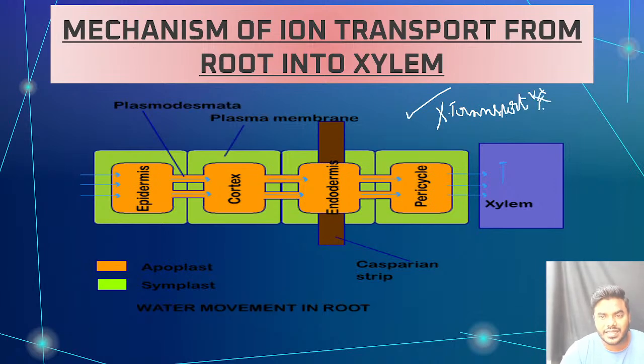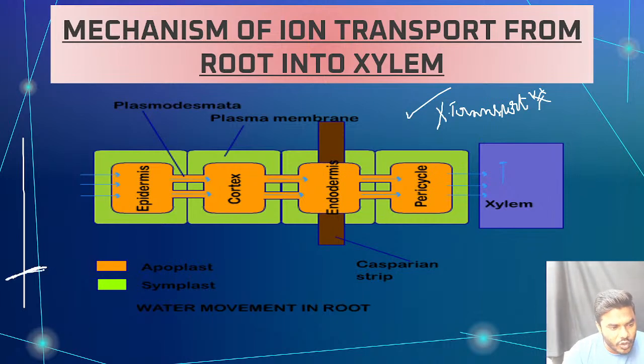If you don't understand this, you can't understand the xylem transport. So pay utmost attention. I will explain twice, automatically you will understand. See friends, this is the root, correct? If you do the cross section of a root like this, what are we getting? We will get the extension of the root hair.